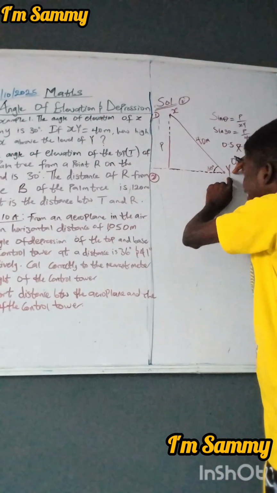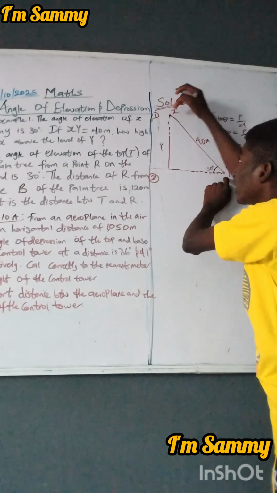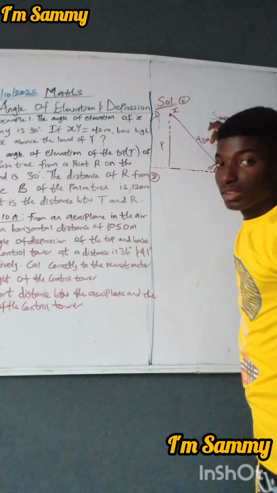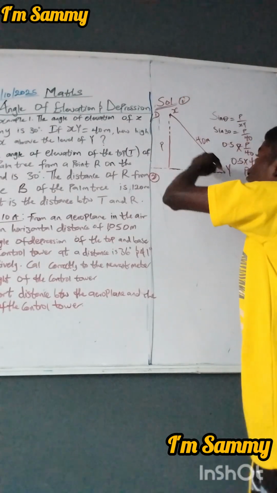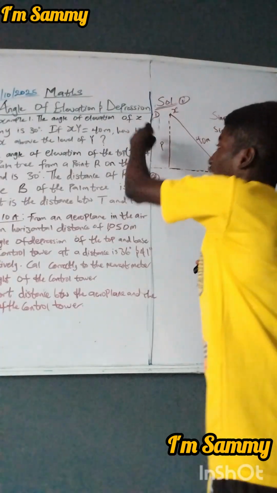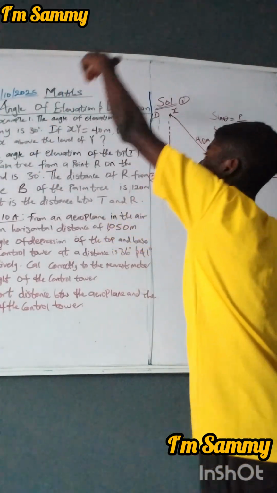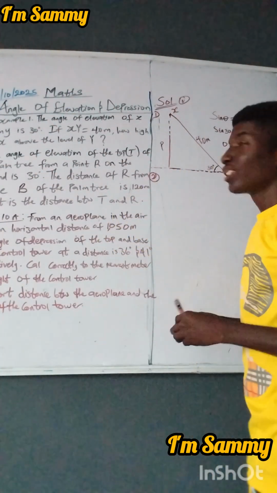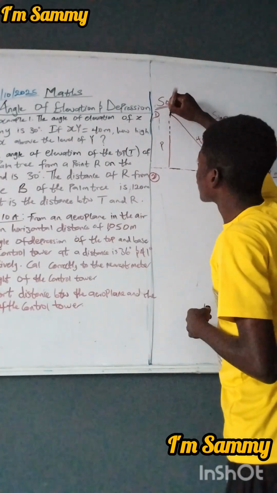So from x to y, or from y to x, is 40 meters long. So this is it. It is 40 meters long. We represent it like this. So they said, how high is x above the level of y? So how high is this particular thing?